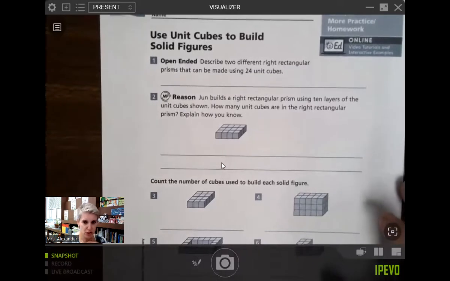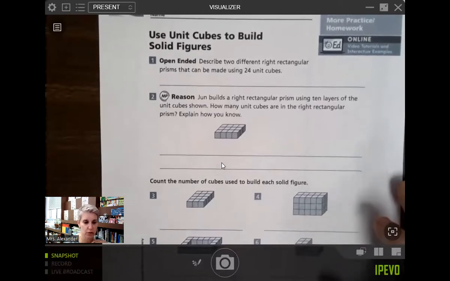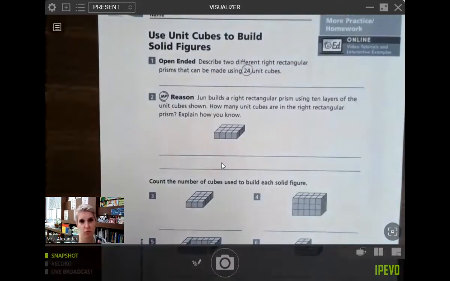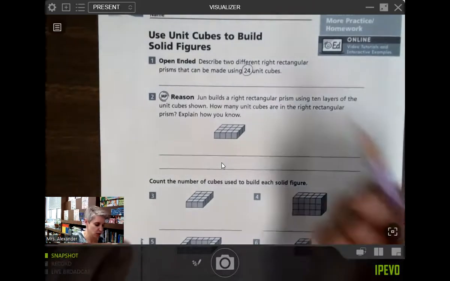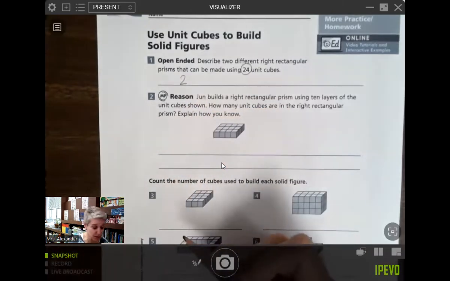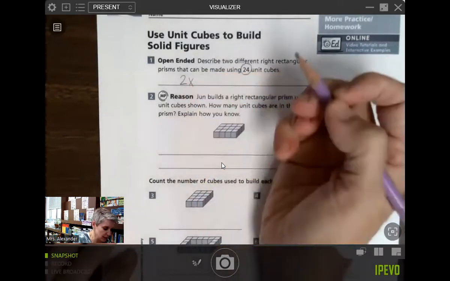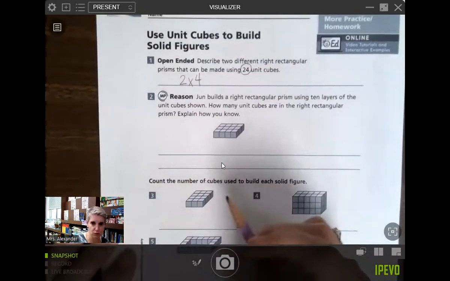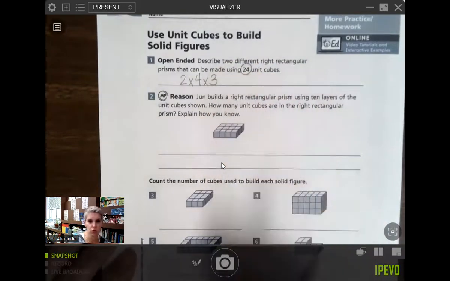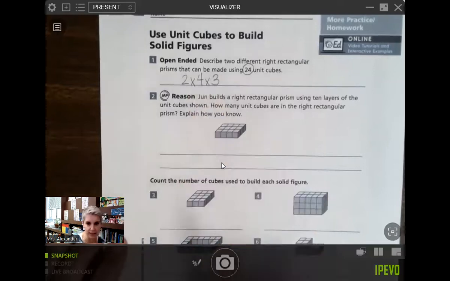We have to describe two different right rectangular prisms that can be made using 24 unit cubes. Just like we did in class, if it has 24 cubes, I have to think of multiples of 24 that could get me to that total. If I started with 2, because I know 24 is an even number, 2 times 4 is 8, and then I could do times 3. That would equal 24.